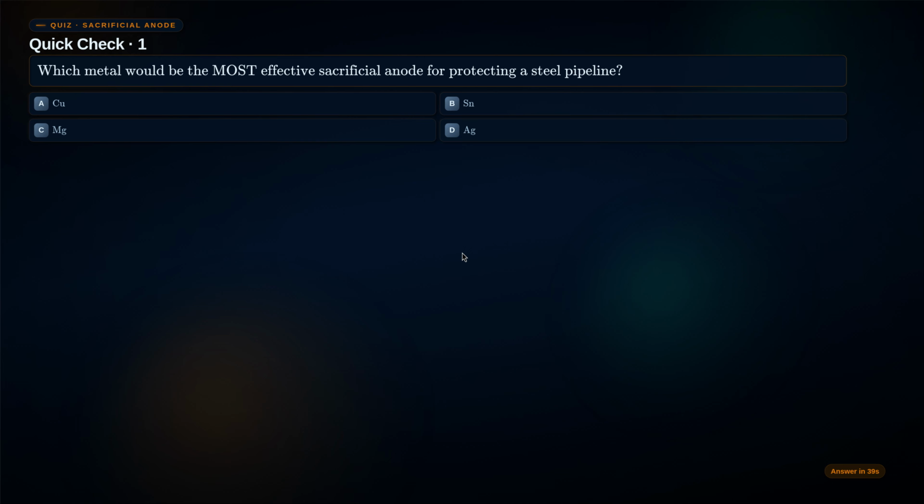The correct answer is magnesium. Magnesium is the most active of the listed metals, with a standard potential of negative 2.37 volts. A good sacrificial anode must have a more negative corrosion potential than the protected metal. Copper, tin, and silver are all more noble than iron and would not protect it. They would actually accelerate corrosion if connected.